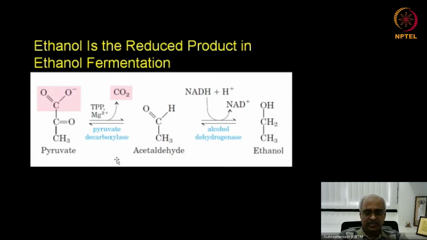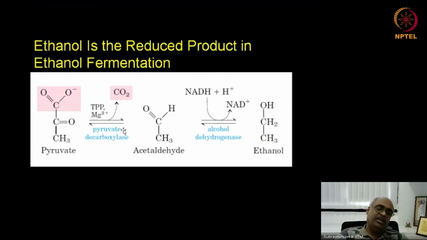An interesting aspect of this two-enzyme step is the production of carbon dioxide. And that is why beer, champagne, etc. have a bubbling property. That is coming from the carbon dioxide produced during alcohol fermentation by yeast. And this carbon dioxide is the reason for the natural carbonation of beer and champagne.